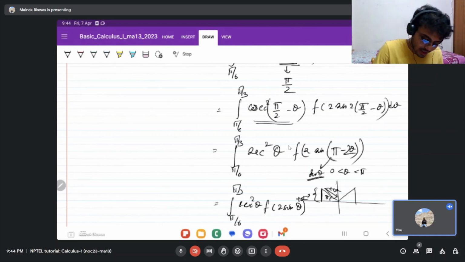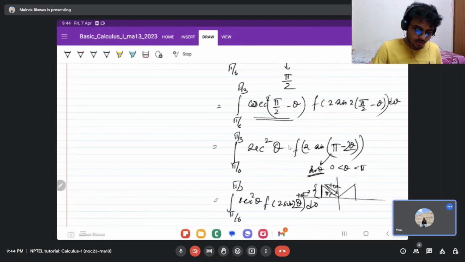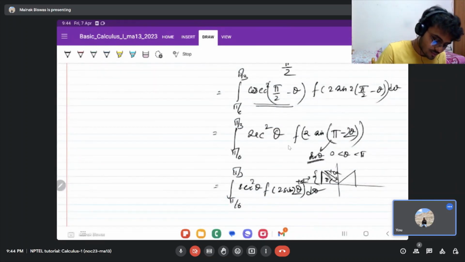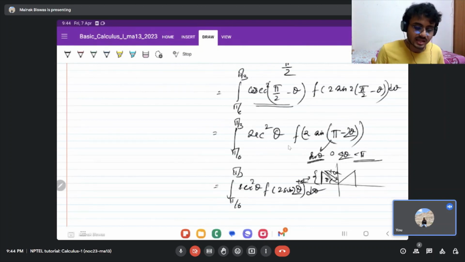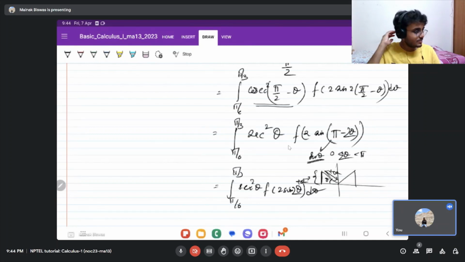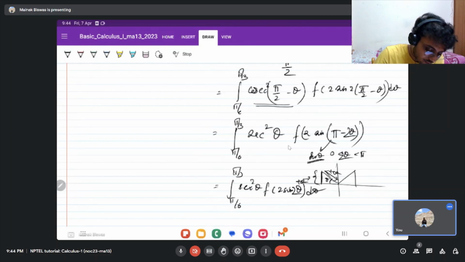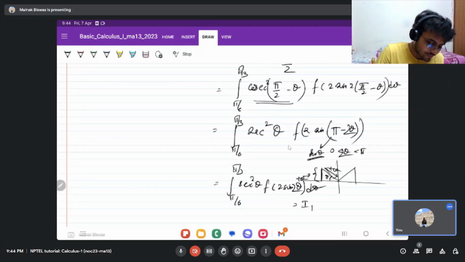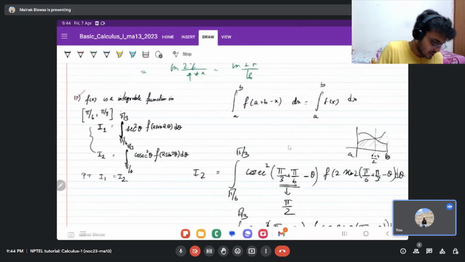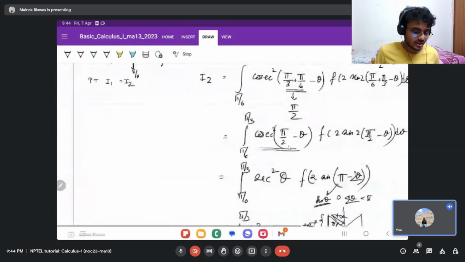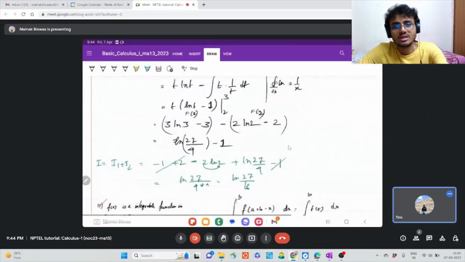If you take 2 theta between 0 and pi, that's the idea. If you are subtracting, pi minus theta, sine of pi minus theta is sine theta. So this is equal to I1. So we have shown that I1 is equal to I2. This is a simple trick that we use to compute this definite integral.